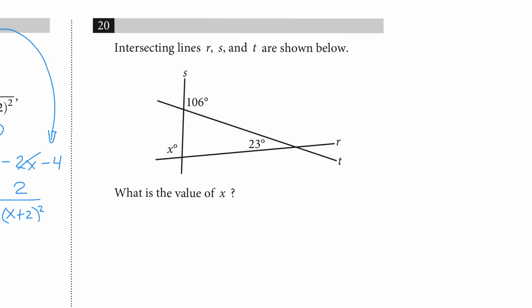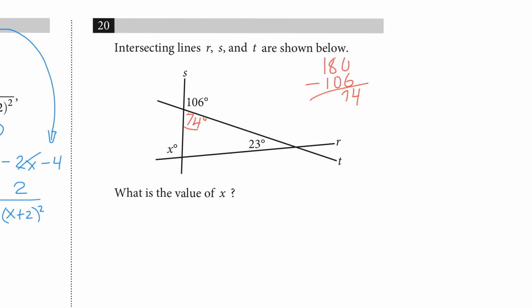Okay, now we get to the final answer. Number 20, intersecting lines R, S, and T are shown below. And so you have a triangle there. What is the value of x in this problem? Well, let's take a look at this. Right here, we have a linear pair. This angle and this angle, 106, add up to 180. So if I take 180 minus the 106, that's going to be 74. So I know this right here is 74 degrees.